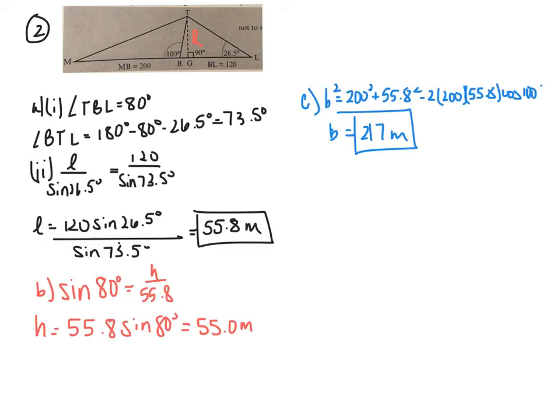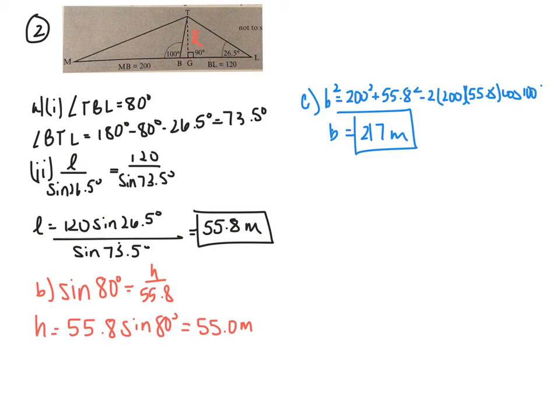So part A1 wants us to find the angle BTL, so this angle up here. In order to do that, I first found this angle here. So if this is 100 degrees, this is a straight angle. A straight angle makes 180 degrees. So if this is 100 degrees, then this angle TBL must be 80 degrees. So then I subtracted 80 and 26.5 from 180 and found that angle BTL is 73.5 degrees.